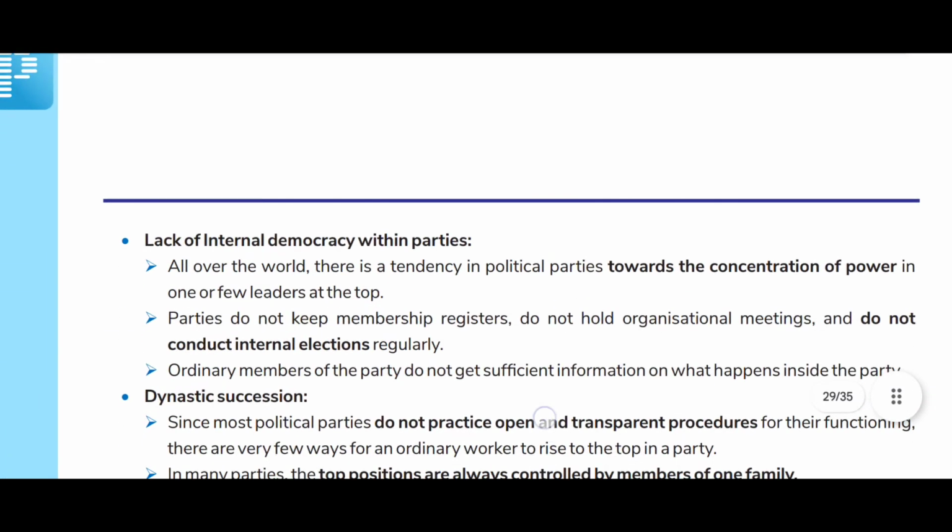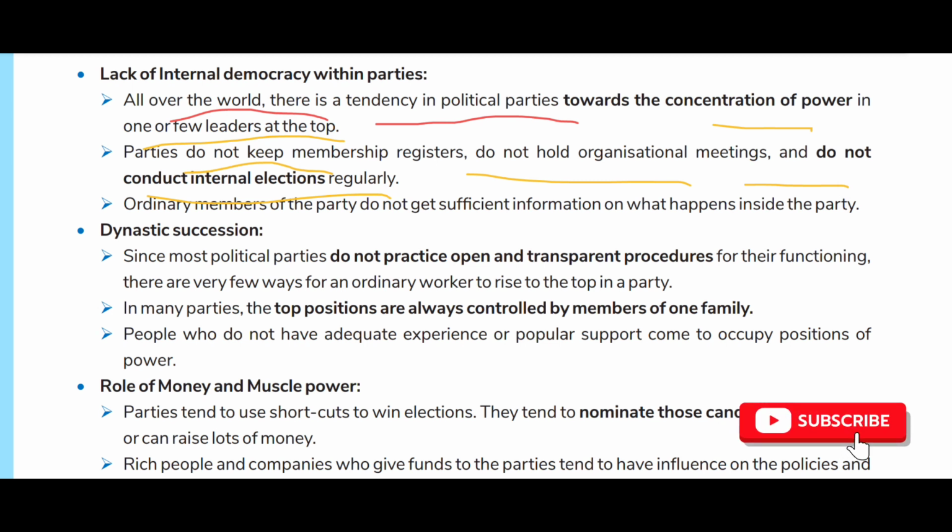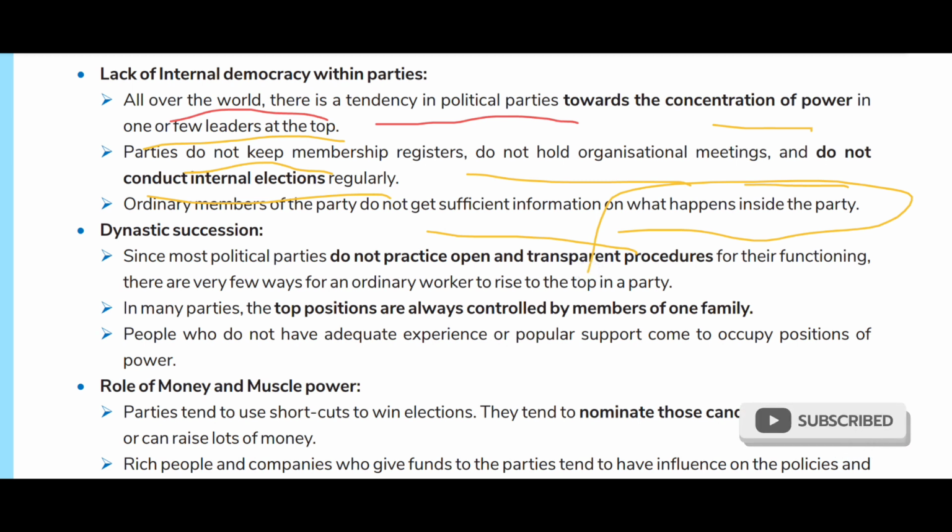What are the issues with political parties? Firstly, lack of internal democracy within parties. All over the world, there is a tendency in political parties toward the concentration of power in one or two leaders at the top. Parties do not keep membership registers, do not hold organizational meetings, and do not conduct internal elections regularly. Ordinary members of the party do not get sufficient information on what happens inside the party.